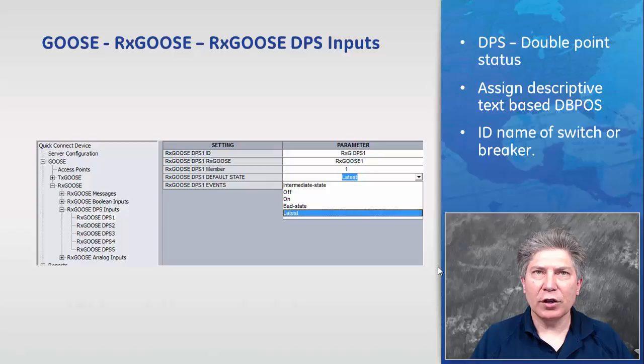Now, in your programming, if you make a mistake and you select a member number that is not a double bit position, the signal will assume its default state. Okay, and then the last part, of course, is the event recorder. Changes in the Goose signal can be recorded in the event recorder. Okay, now, one more thing. The operand name is the ID appended with one of the 4 signals. So in this case, RXG DPS1, and then it would be appended with intermediate, on, off, or bad.